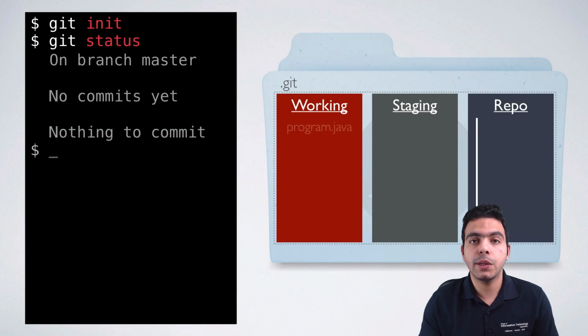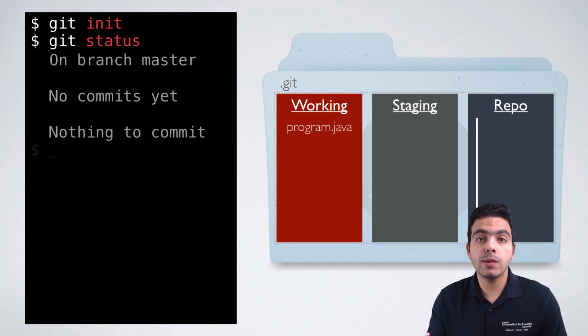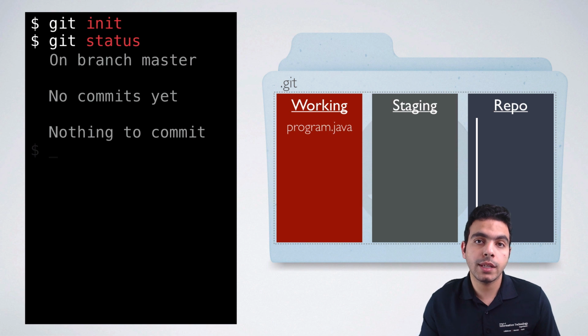Now, let's create a new file here, and let's call it program.java. Now, Git knows that there is a new file, but it also knows that there is no waiver form that has been signed for that file just yet. And so it will not track it until we tell it to do so. If you're following along, please pause the video here and try to run the git status command just so you see what the message looks like.